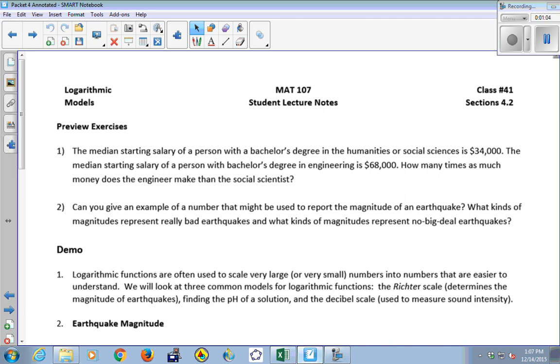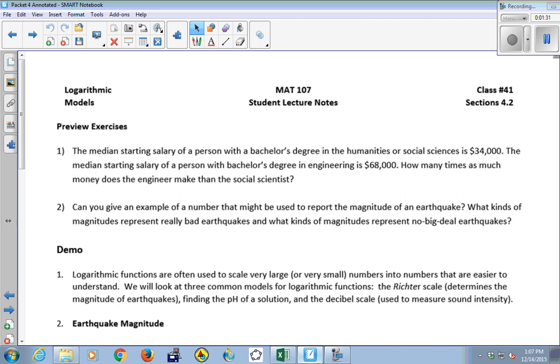All right. Let's look at these preview exercises together. The median starting salary of a person with a bachelor's degree in the humanities or sciences is $34,000. The median starting salary of a person with a bachelor's degree in engineering is $68,000. How many times as much money does the engineer make than the social scientist?